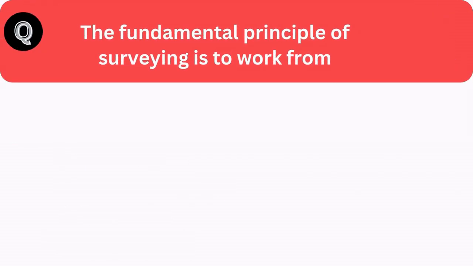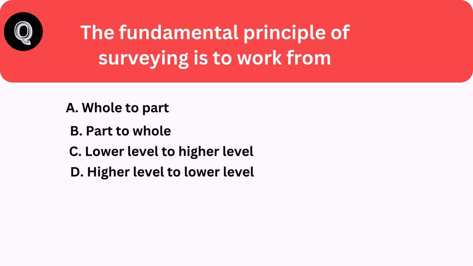The fundamental principle of surveying is to work from: option A, whole to part, option B, part to whole, option C, lower level to higher level, option D, higher level to lower level. Answer A, whole to part.